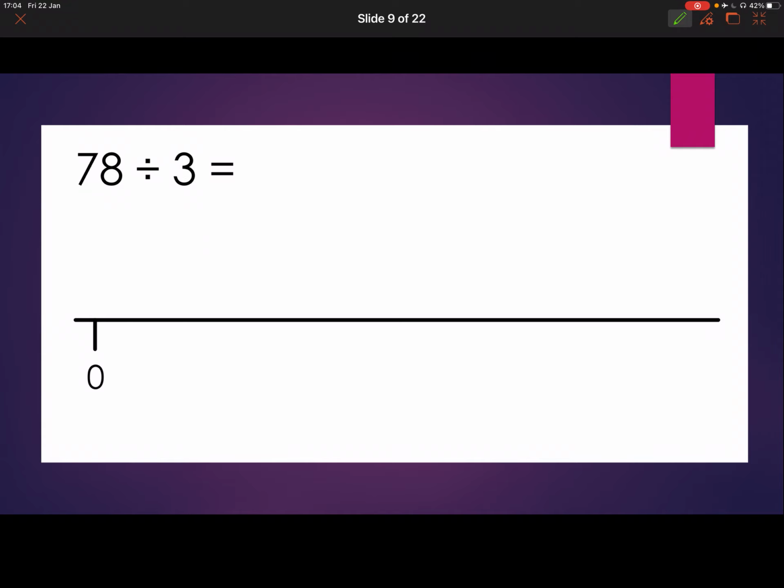Let's try 78 divided by 3. Again, I'm not going to draw out all the little jumps, it will take me ages. So let's just do 10 times 3. 10 groups of 3, that's 30. Well, nowhere near 78 yet. Do you know what? I could do another 10 times 3 and I still wouldn't have gone too far. So let's do that. Another 10 jumps of 3, that's 30. That gets me to 60. I'm getting quite close now. I need to get from 60 to 78.